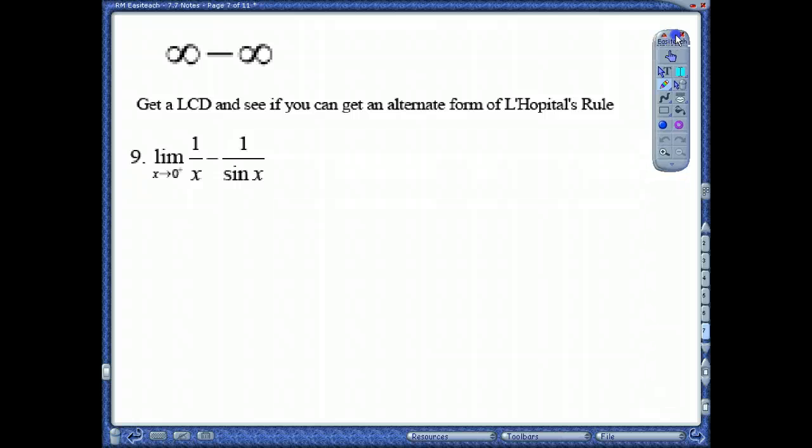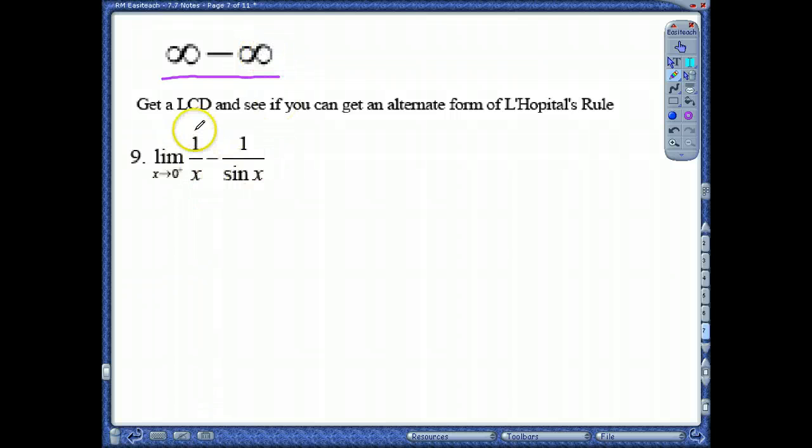All right, so looking at a new form, infinity minus infinity. You're looking at 2 fractions probably, or 2 terms. Going to get a least common denominator and see if you can get that alternate form or that preferred form of L'Hopital's. So if I put 0 in as I'm approaching it to the right side, sure enough, I get infinity minus infinity. So I'm going to get a common denominator and see what happens from there. I'm going to use x sine of x.